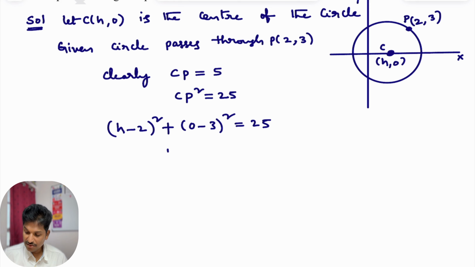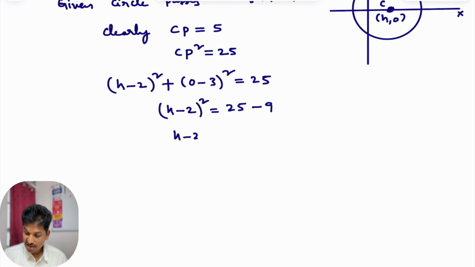If we simplify this, what you will get? h minus 2 whole square equal to 25, here this is plus 9. Take it to this side, it will become minus 9. 25 minus 9, h minus 2 whole square equal to 16. From this, what is h minus 2? h minus 2 can be plus or minus 4.